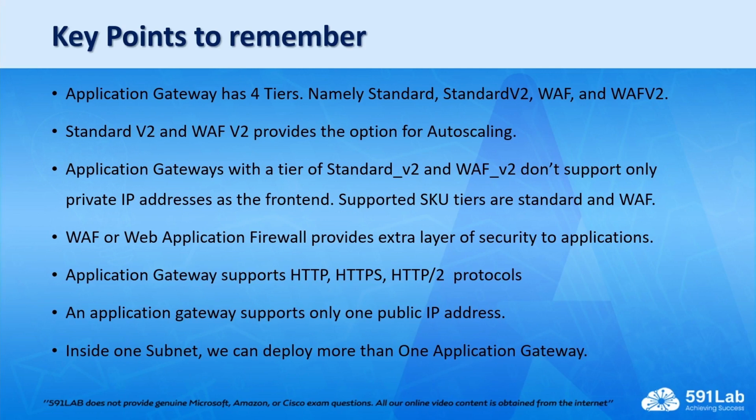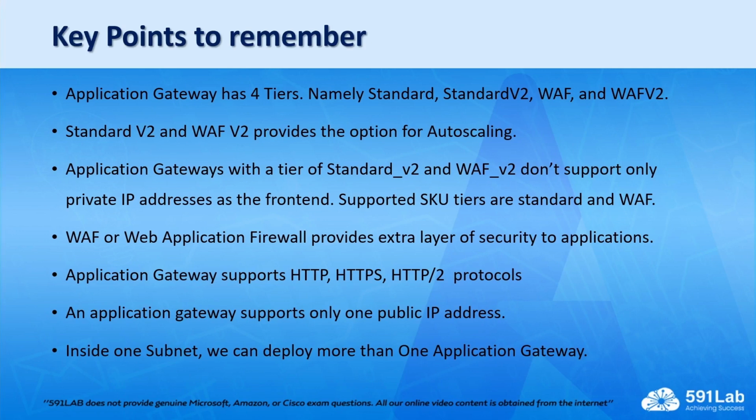Namely standard, standard v2, WAF, and WAF v2. We have also seen in our lab, while creating the application gateway, all these 4 options. Now the standard v2 and WAF v2 provide the option for auto scaling. We have seen this as well. When we selected standard or WAF only tier, the auto scaling option disappeared. So only standard v2 and WAF v2 provide the option for auto scaling.